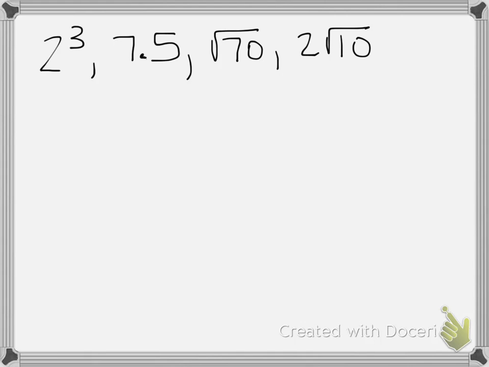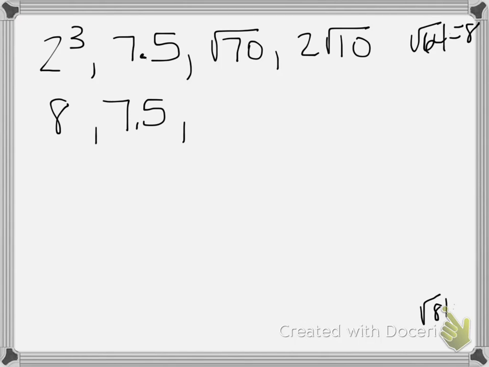I can actually think about 2 to the 3rd being 8. We know that this is 7.5. The square root of 70, well again, we know the perfect squares around it. So the square root of 64 is 8, and then the square root of 81 is 9. So we know that this is 8 point something. It's right around there. So I'm going to leave that one for a minute.